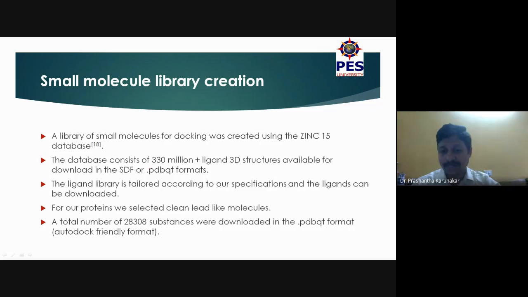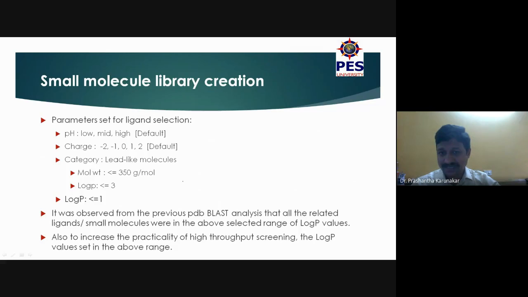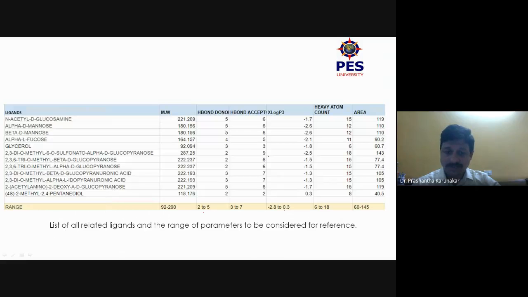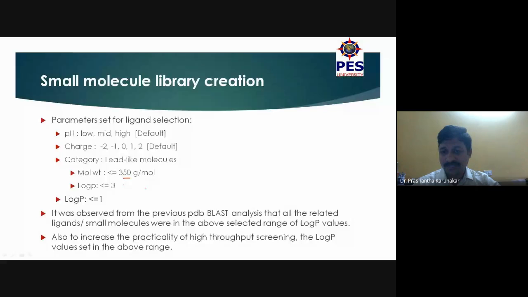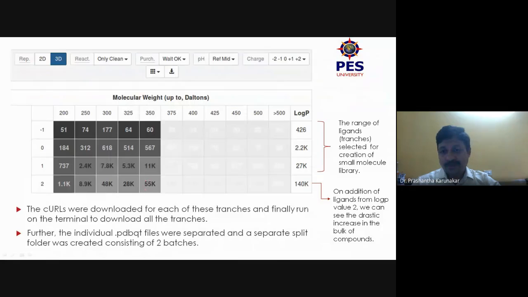That is what we applied. And then by placing all those constraints, parameters, pH, charge, category, molecular weight, log P value, whatever we observed in the previous step, the number of compounds got reduced to 28,500 ligands. So this is how we can screen in ZINC.